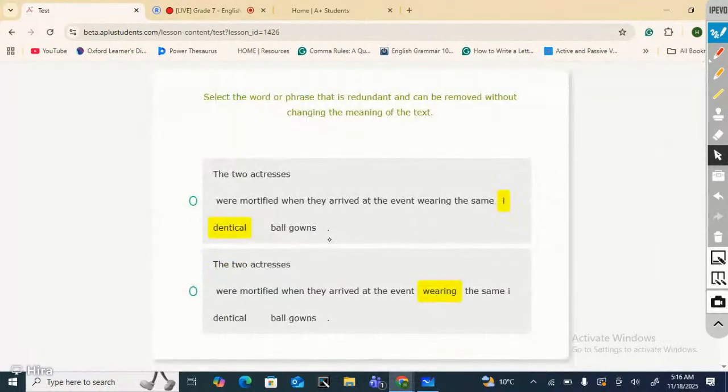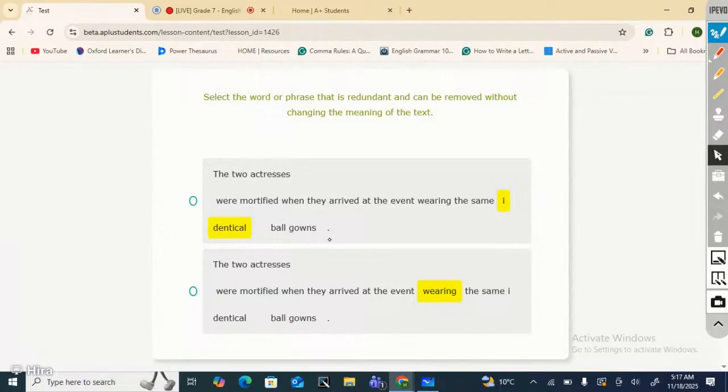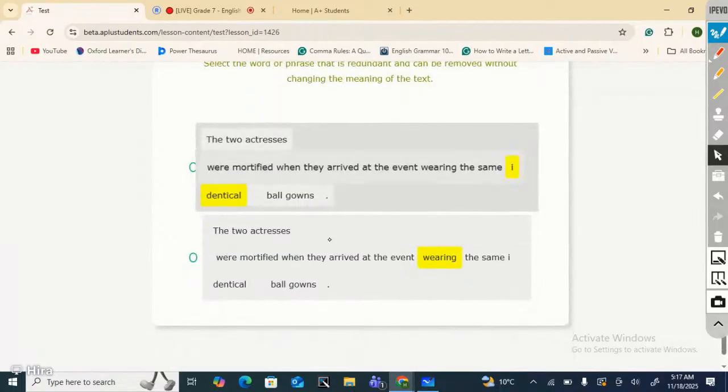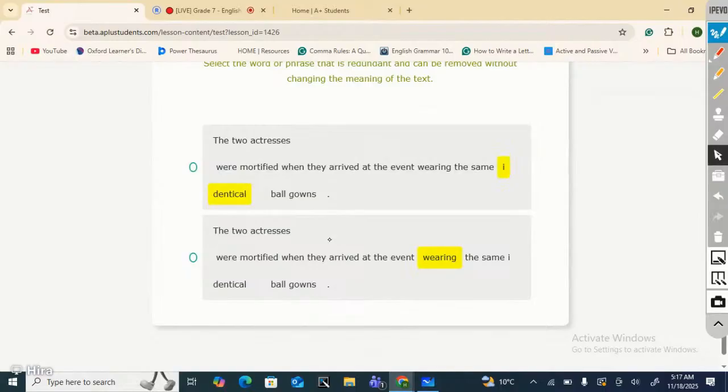Okay, this one. The two actresses were mortified when they arrived at the event wearing the same identical ball gowns. In first option, the word identical is selected. In the second option, the word wearing is selected. Which one do you think is correct? Which one is redundant and can be removed without changing the meaning of the text?